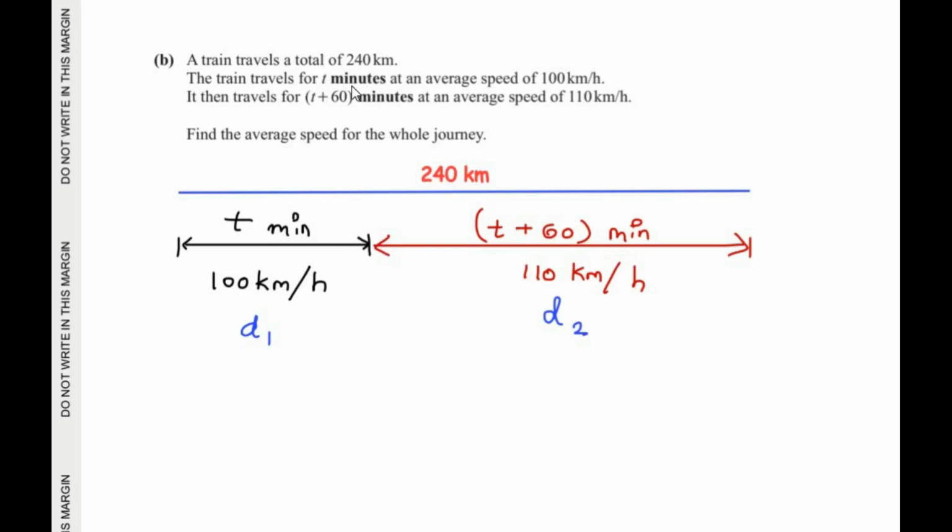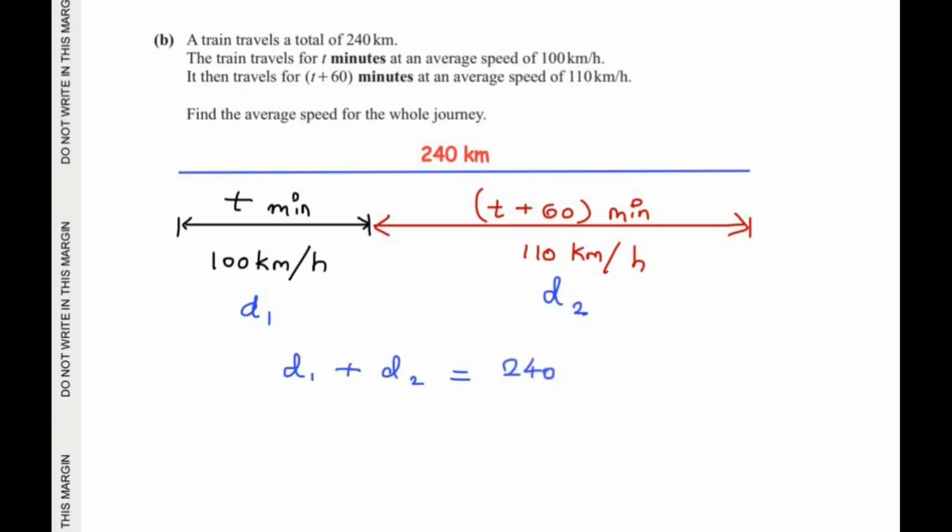That is, the first part of the journey takes t minutes when the train travels at 100 kilometers per hour. And the second part of the journey takes t plus 60 minutes when the train increases its speed to 110 kilometers per hour. So I have divided these two journeys or two distances covered as d1 and d2. So basically d1 and d2, when we add them together, we should get a total distance of 240 kilometers. So we have here d1 plus d2 is equal to the total distance 240.